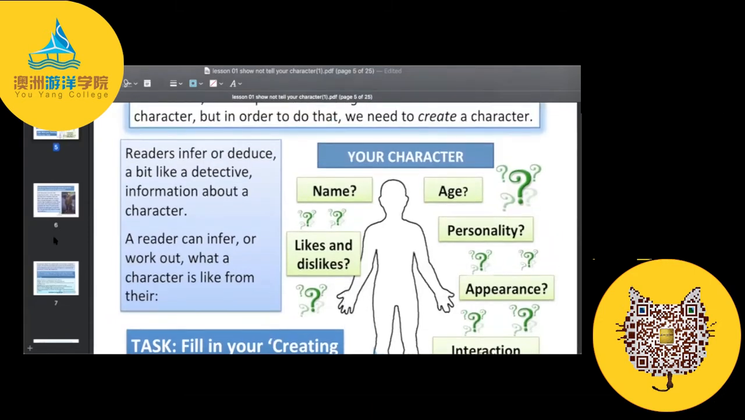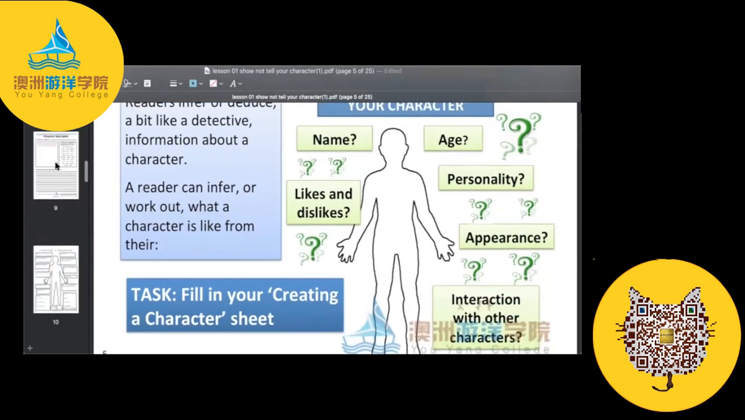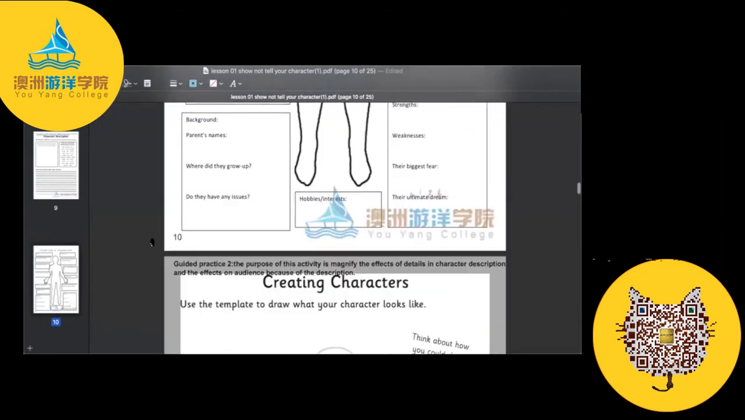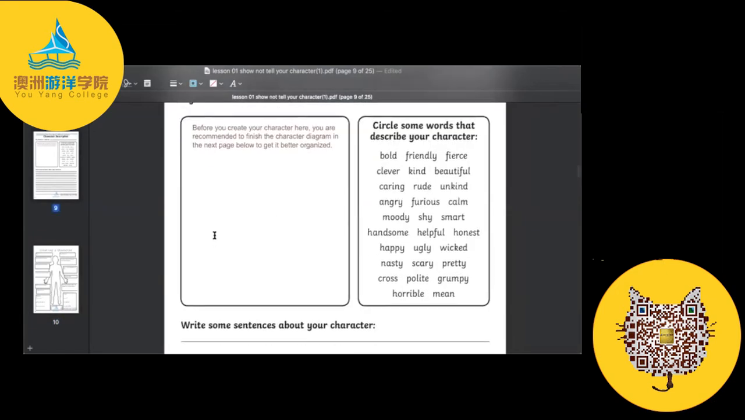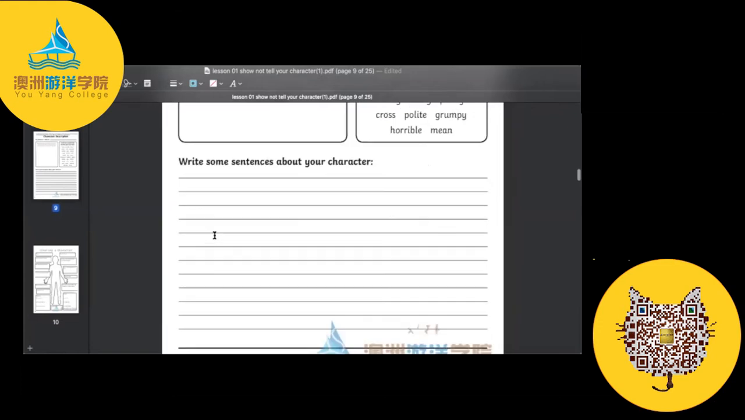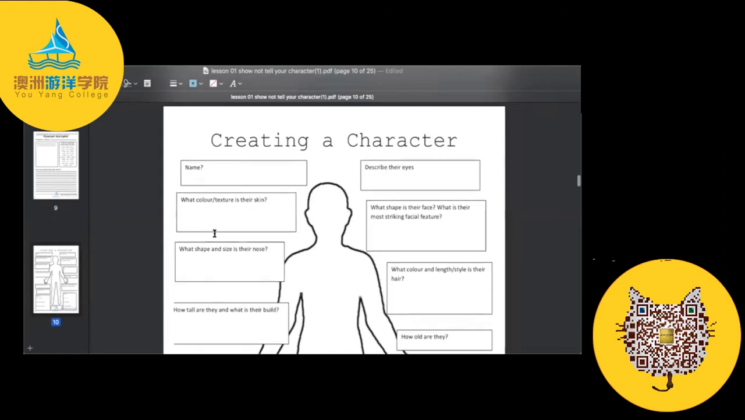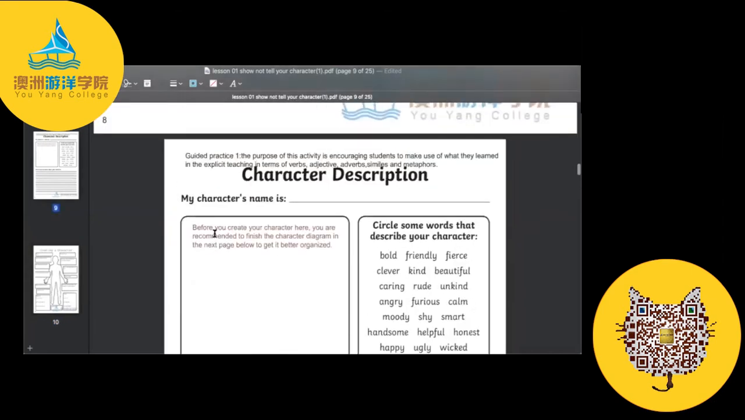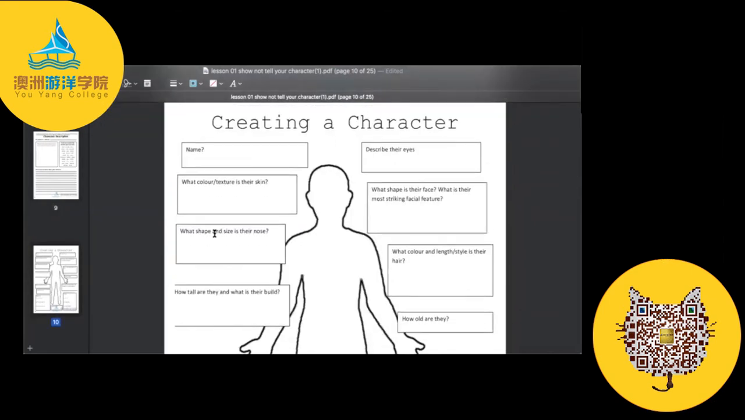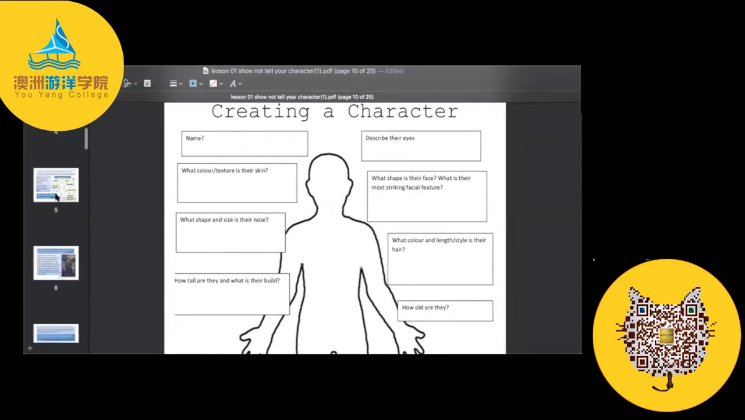So I think later on in our packet, fill in your creating a character sheet. Yes, it's on page 10. And what's the other booklet? Create a character here. You are recommended to finish. So we'll first start with page 10 and then go back to page 9. So here is page 10. Do you guys have page 10 with you? It's after character description. So we're starting with the creating the character one. And then you guys have that in front of you, and I'll just display this one.